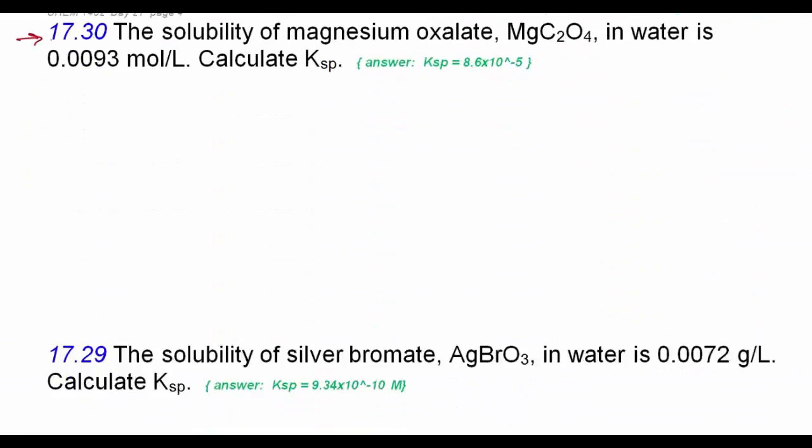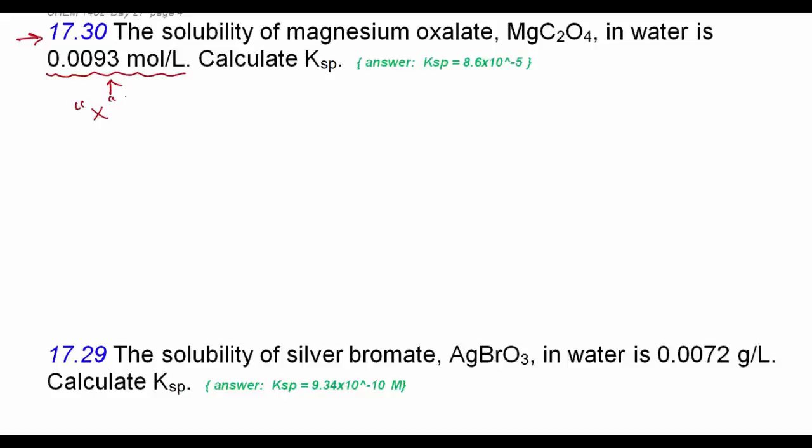The solubility of magnesium oxalate in water is 0.0093 moles per liter. Calculate KSP. Okay, this one's a little bit different. They are not asking for solubility, so we're not doing the whole X and ice thing. In fact, they told us what X is. They told us that's the solubility. So this has to be X.